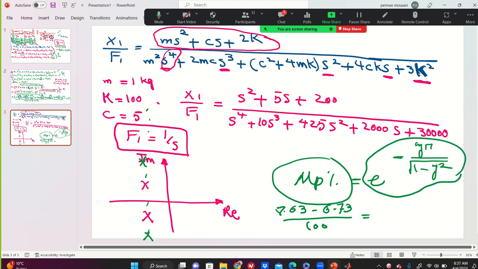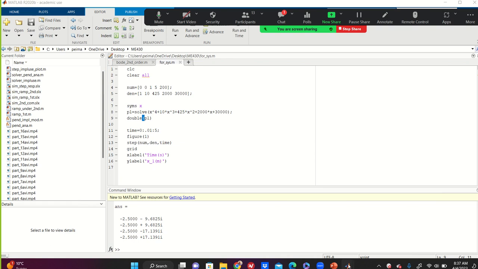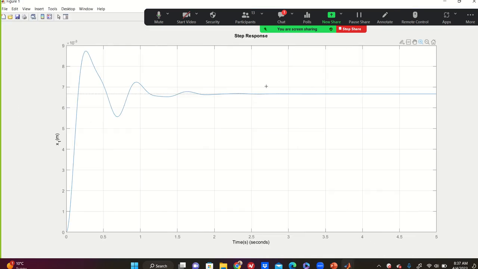Now I give you 5 minutes to calculate zeta from this equation, the damping ratio of this system. This is a fourth order system, but you see it acts as a second order system because it has a pair of complex conjugate poles. See what I'm saying, guys? Calculate that and let me know.